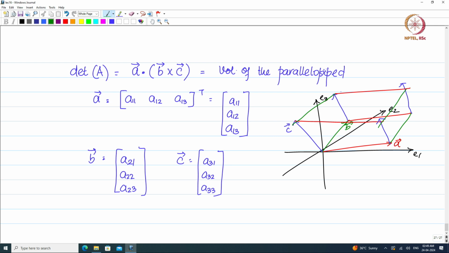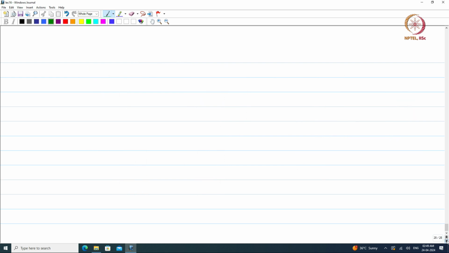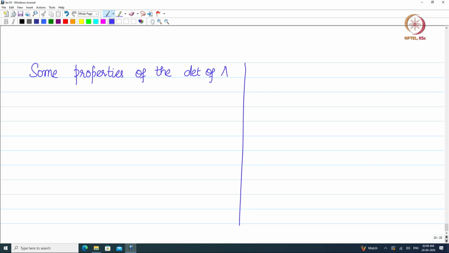Now, let us look at what happens if we swap the rows, if we change the rows, I mean, how does the determinant change, right. So, that is what we are going to look at. So, let us look at some properties of the determinants. Some properties of the determinant of a matrix. Right? Okay.